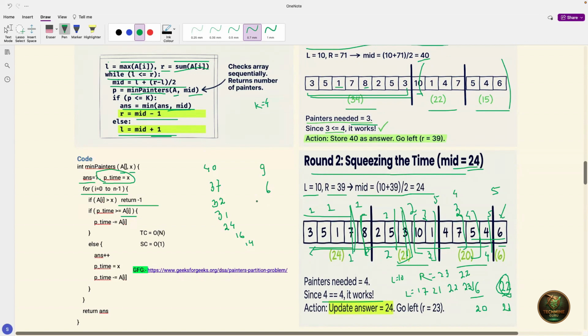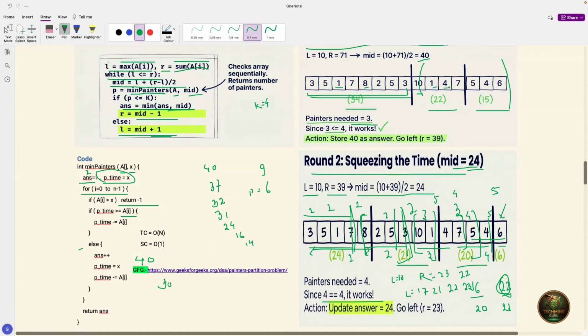So till now, our p time became 6. So with this 6, can we paint the 10 unit of board? No, right? So we will come to the else block. So now our answer will hold the 2. Why? Because we need a separate painter for this. Since this is a fresh painter, we will again allocate him the paint time to be 40, and we will subtract the current element from our painter's time. So now our painter time will become 30 for the second painter.